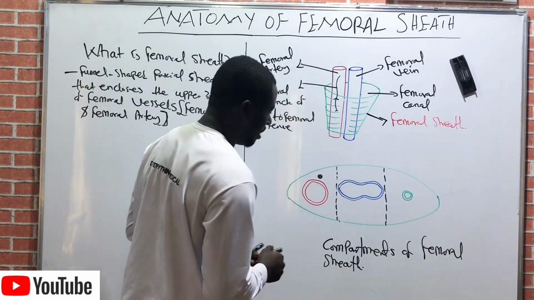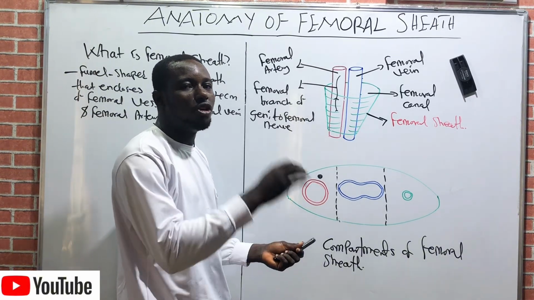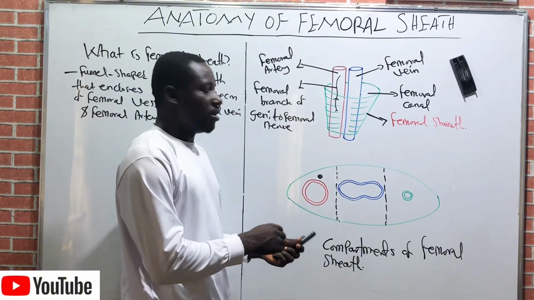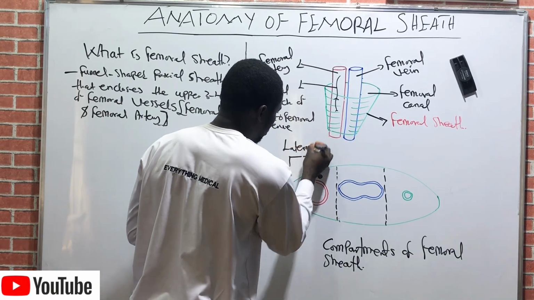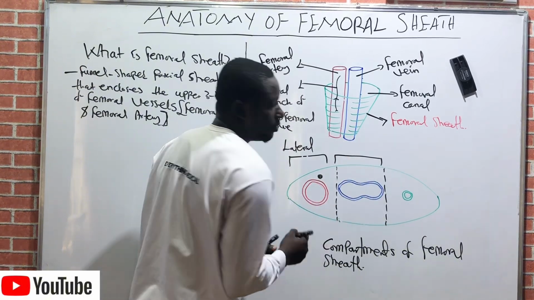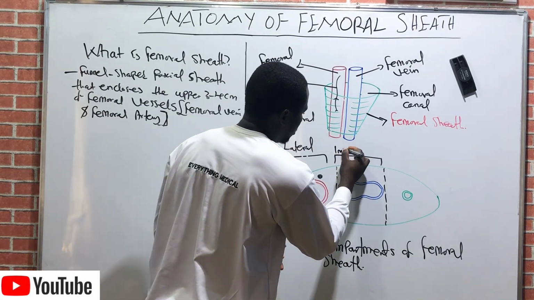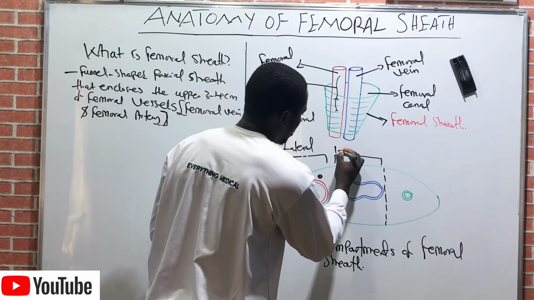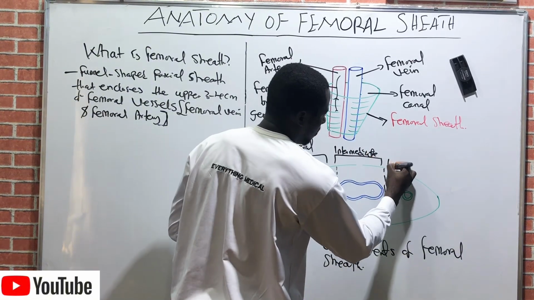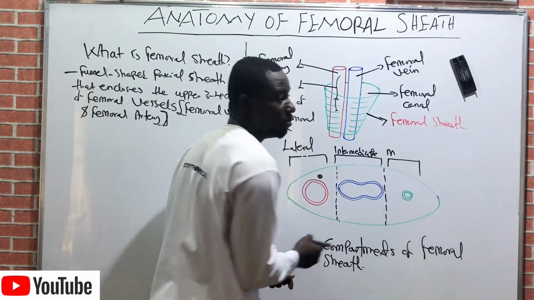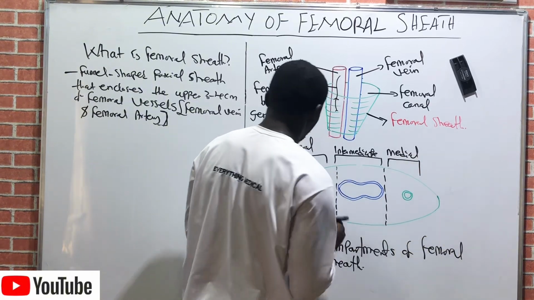Okay, let's dive into the compartments. Recall that I said that the femoral sheath is divided into 3 compartments by anterior-posterior septa. So here is the first compartment, which is the lateral compartment. Here is the second compartment, which is the intermediate compartment or the middle compartment. While here is the medial compartment, which can be called the femoral canal.